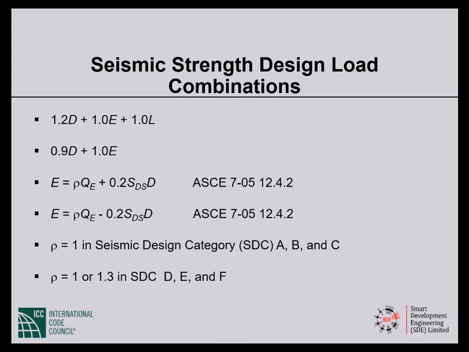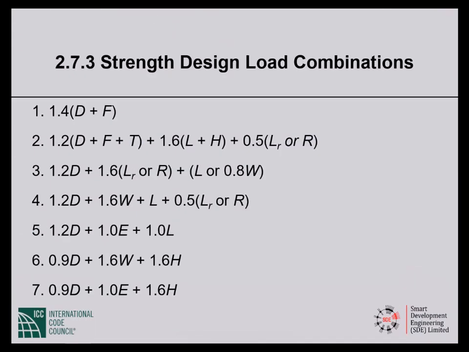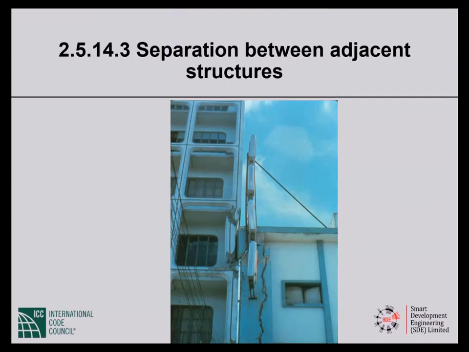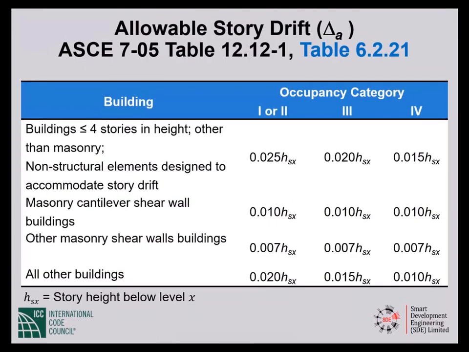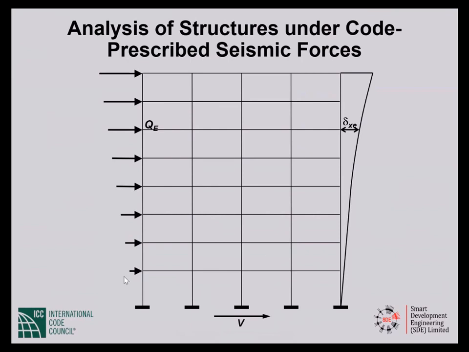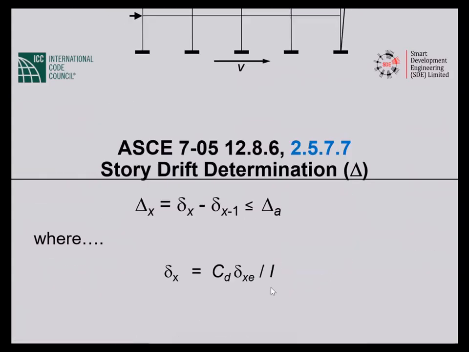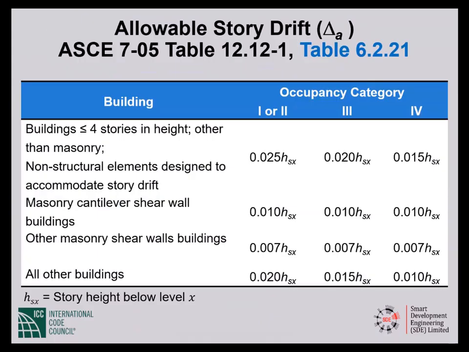In ASCE 7-05, E sub H is Q sub E. Q sub E, remember, are the bending moment, shear forces, axial forces at the critical sections of various structural members that we obtained by elastically analyzing our structure under the code prescribed seismic forces, which is the design base shear of the code distributed along the height of the structure in the manner prescribed by the code. Remember, for all time, that's what Q sub E is.